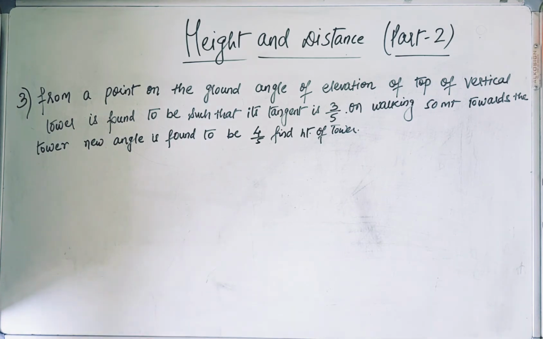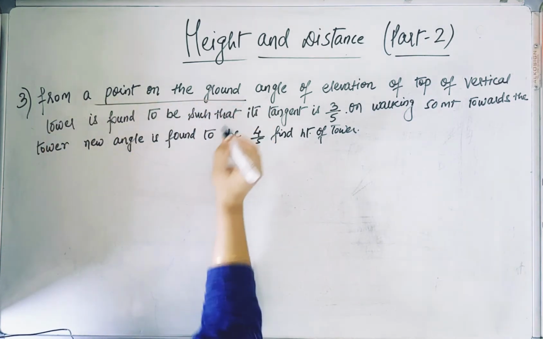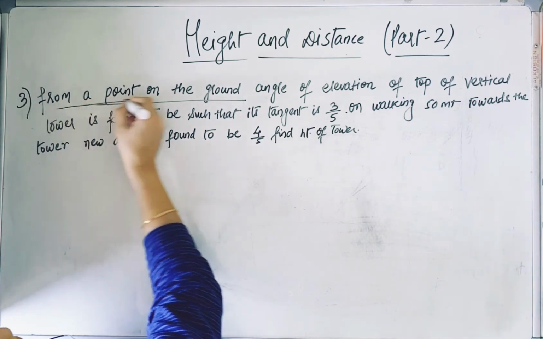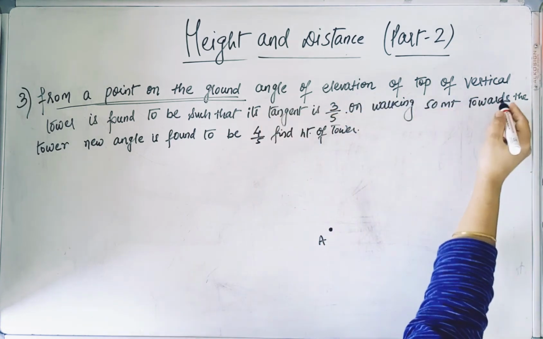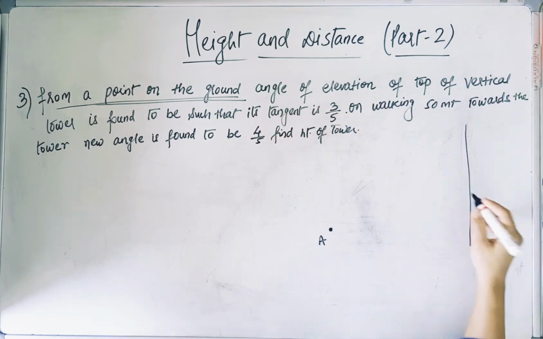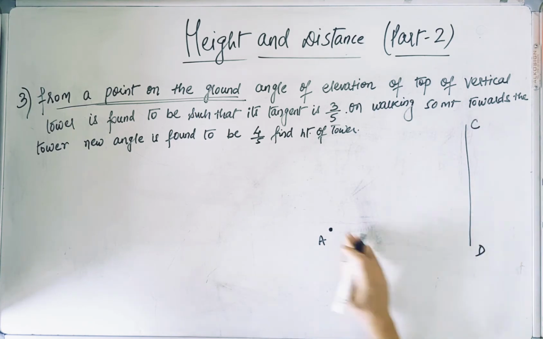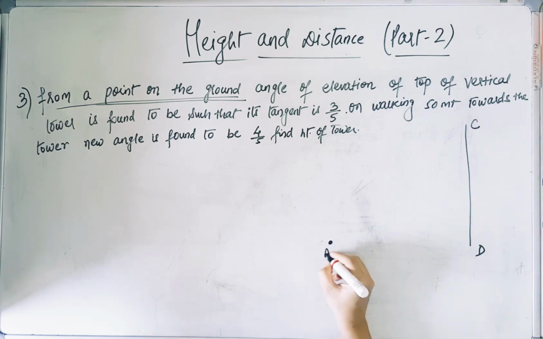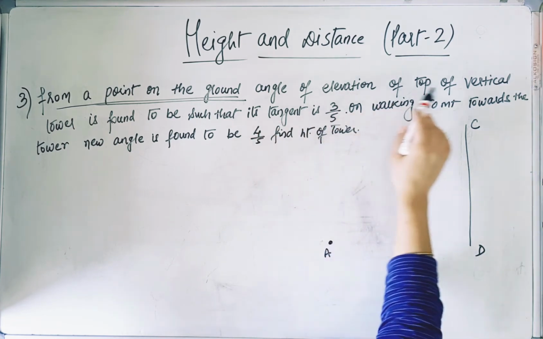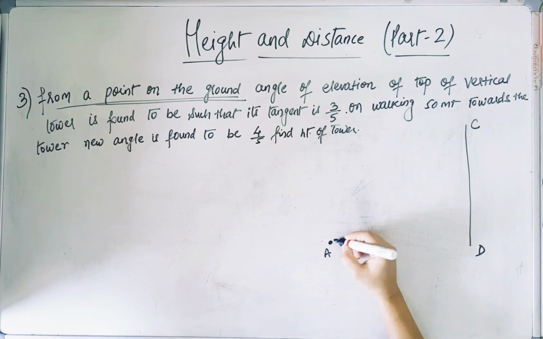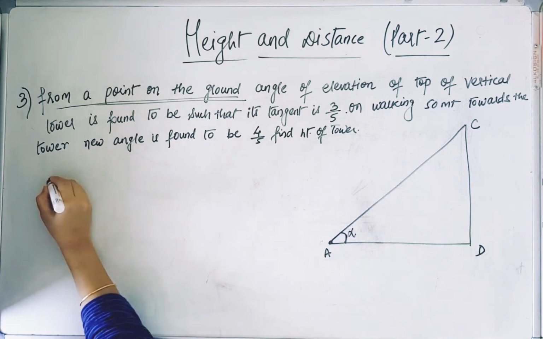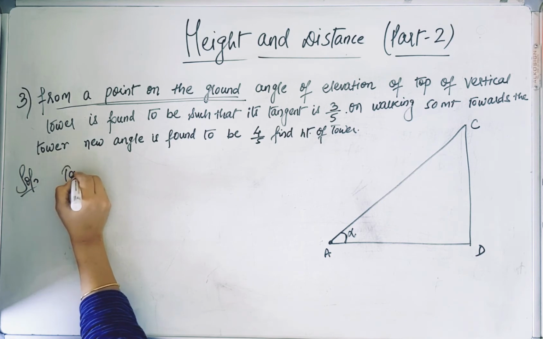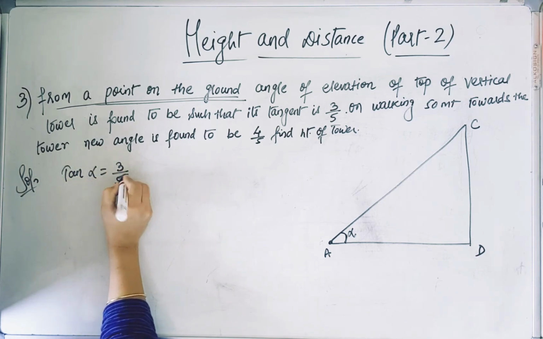So now the question is, from a point on the ground, see how we have to make the figure. So this is a point on the ground, point A, angle of elevation of the top of a vertical tower. So I'll consider this as a tower. CD is the tower. Angle of elevation of the top of the vertical tower is found to be such that its tangent is 3 by 5. That means this angle is given to us. I'll suppose this angle to be alpha. So we are provided with tan alpha is 3 by 5.